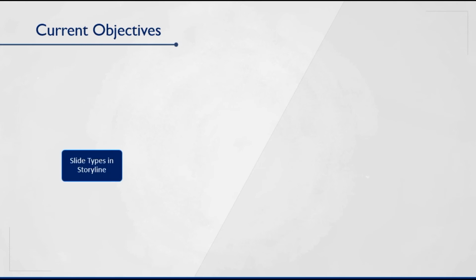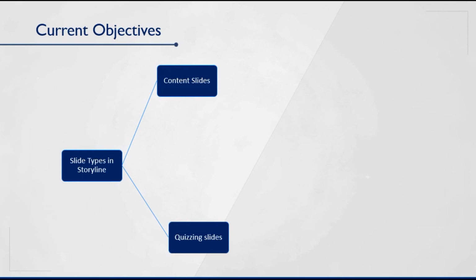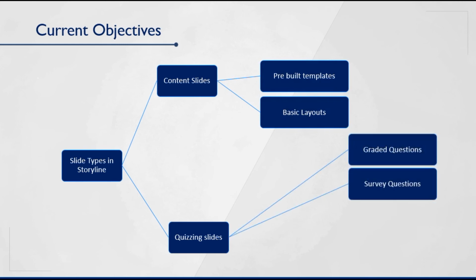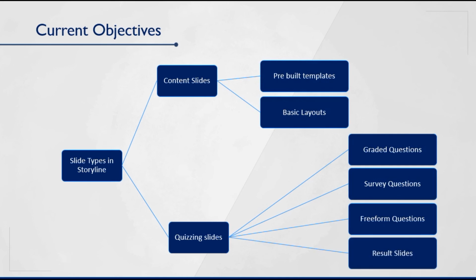Slides in Storyline are majorly classified into two categories, content slides and quiz slides. Now, under content slides, we have some inbuilt templates and basic layouts. And quiz slides are further classified into graded questions, survey questions, freeform questions, and result slides. In the next video, we will jump into Storyline and see these different slide types in action.